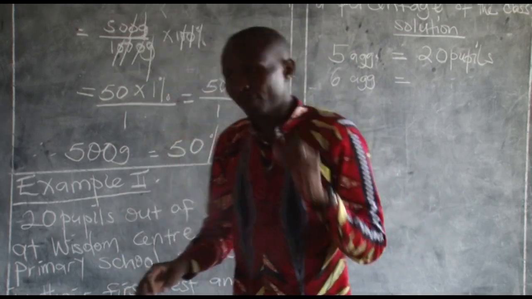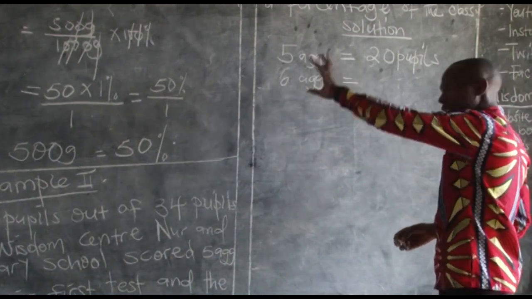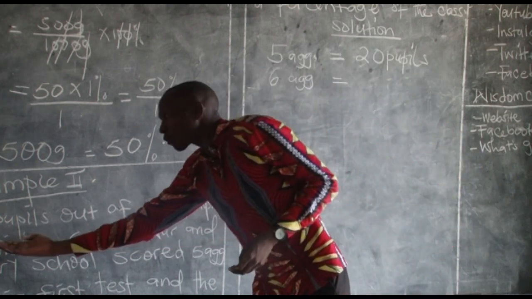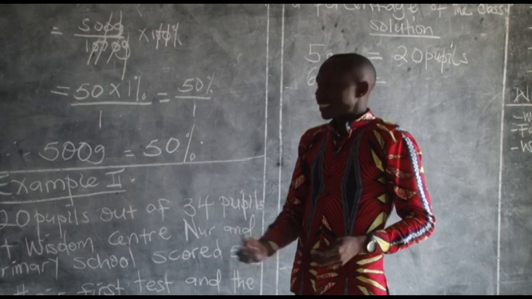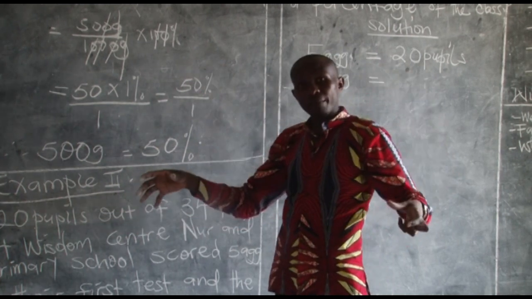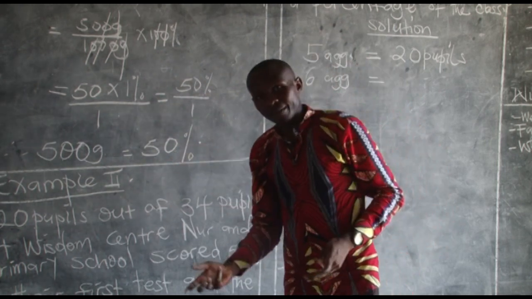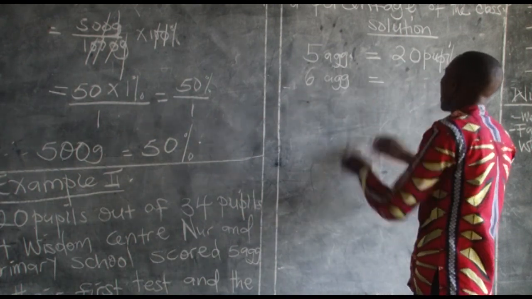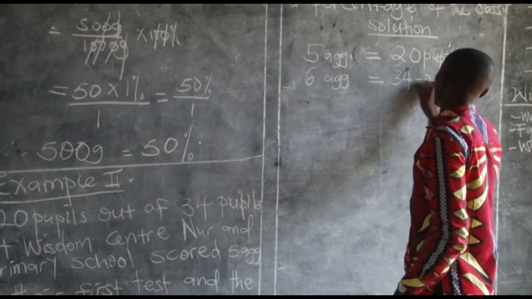So if there were 34 pupils, we shall get the number of kids, that is 34, then subtract the number of pupils who scored 5. Because after those who scored 5, they said the rest, meaning the remaining number of kids, scored 6. None of those kids went beyond 6. So if they scored 6, we shall say 34 minus 20.